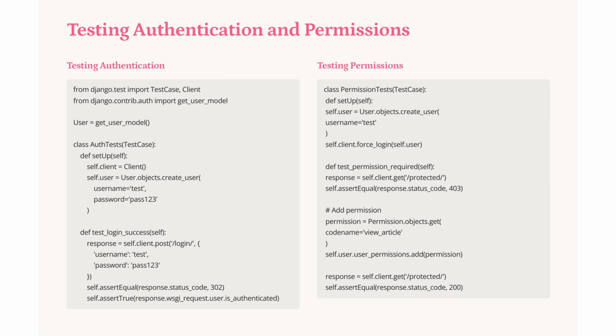Testing authentication and permissions is crucial. Use Django's TestCase to simulate login scenarios, ensuring successful authentication with status code 302. For permissions, verify access restrictions with status code 403. Then grant permissions and confirm access with status code 200. This ensures robust security by validating user access controls effectively.